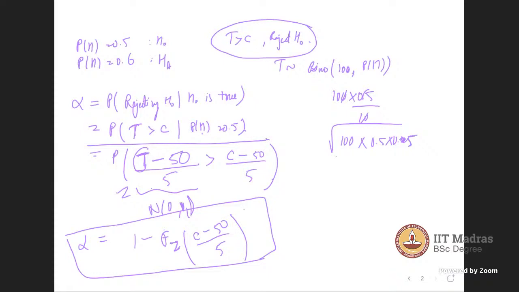Okay, so beta is accepting the... no. So beta is... wait. Beta is the probability of accepting your null hypothesis when alternative is true. So rejecting the null hypothesis when the alternate hypothesis is true is the power, that is 1 minus beta.